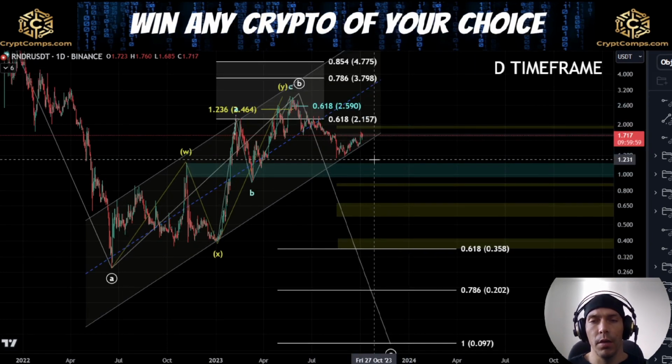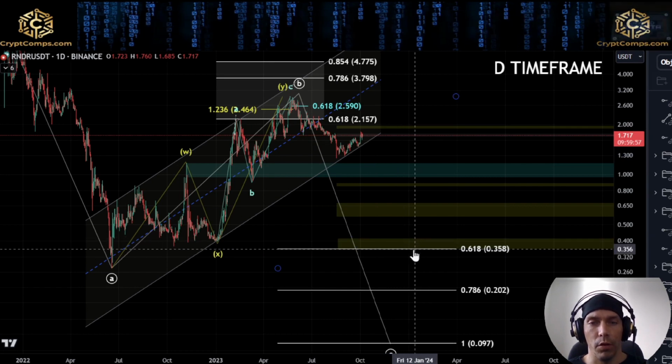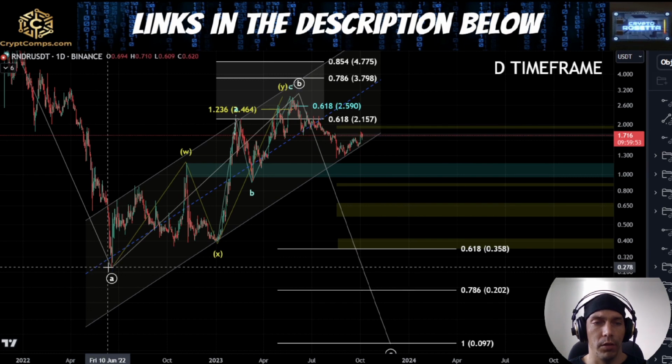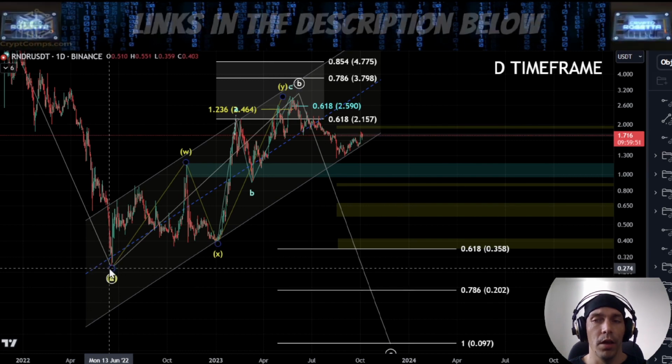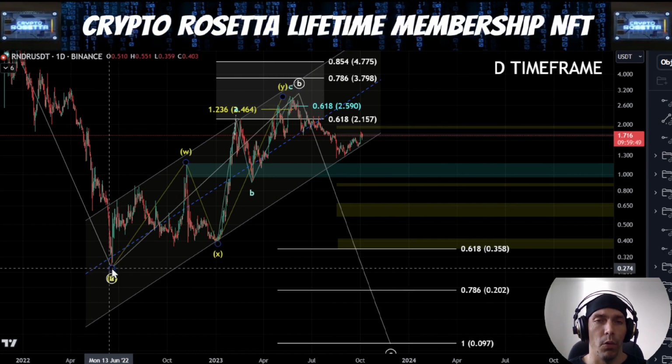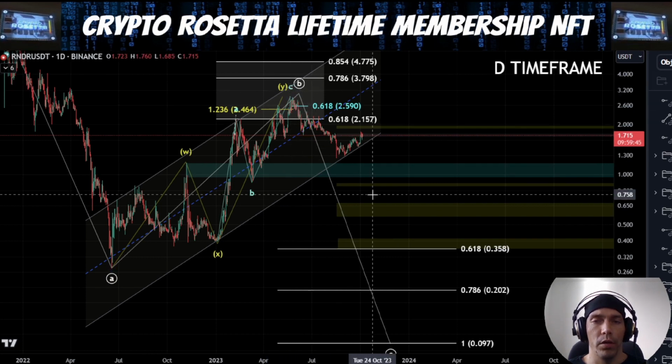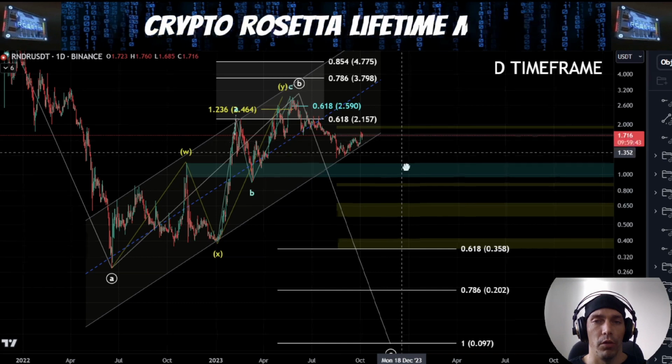We would expect at a minimum, if this is going to be a C wave, to move down to this 0.618, but ideally I'd like to see this A wave get targeted here towards this 0.274. Now if we are looking at the C wave, we want to look for a 5-wave move to the downside and then see this continuation down from that point.